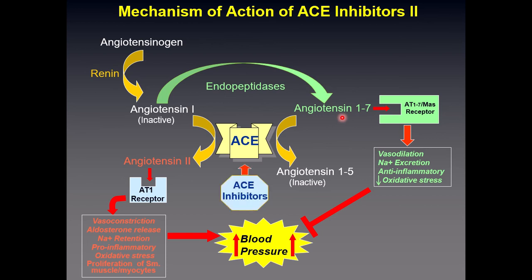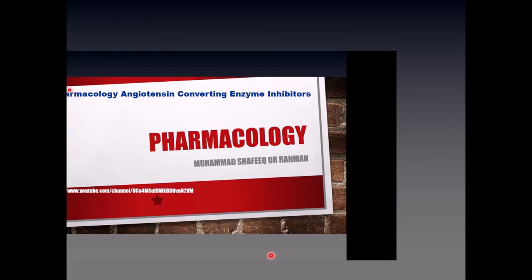So it is another pathway. If the blood pressure is going high, what will happen? We will apply the ACE inhibitors. What will they do? ACE inhibitors will inhibit the conversion of angiotensin 1 to angiotensin 2, and in the same way, angiotensin 1-7 to angiotensin 1-5, and obviously it will decrease the blood pressure. This will also decrease the blood pressure.